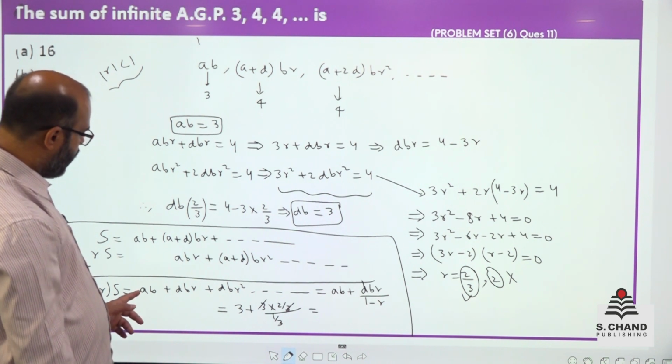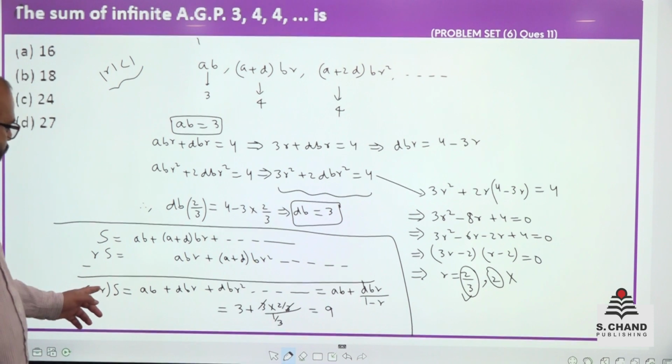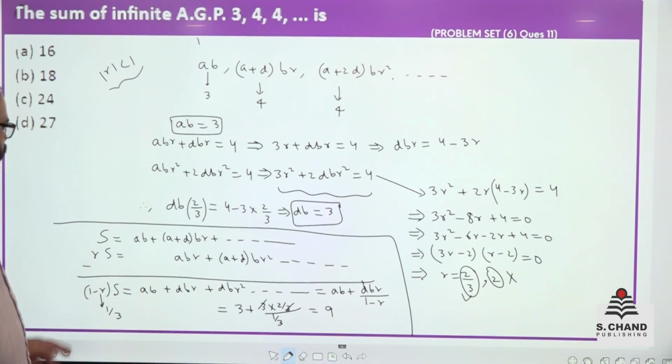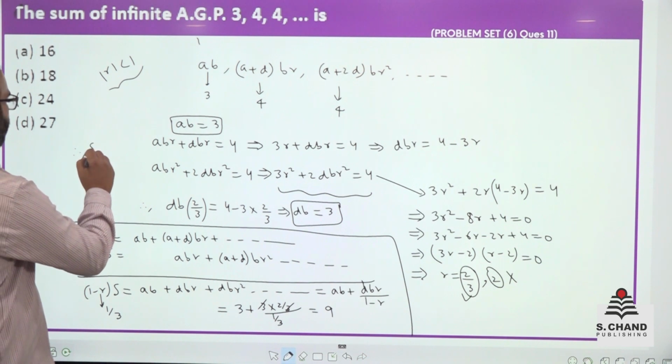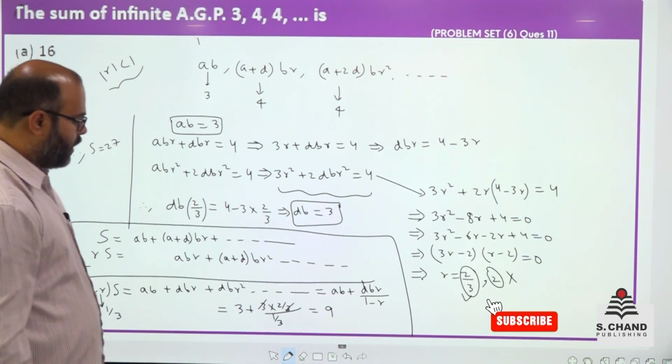So it is 9, fine. And then it is 1 minus r into S. So 1 minus r is actually 1 by 3. So S will be 3 into 9, that is 27. Therefore S will come out to be 27. This is option number D.